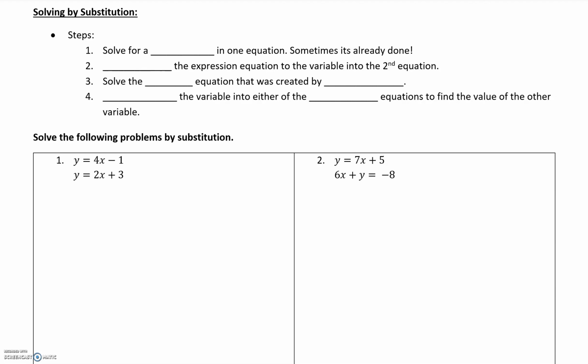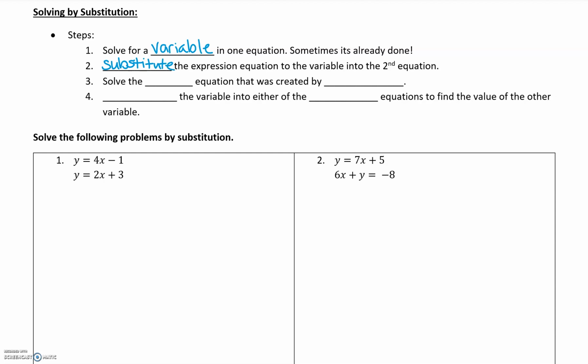Step 1 says we are going to solve for a variable. Remember, a variable is a letter like x or y in one equation. Sometimes this is already done for you. The next thing that we're going to do is substitute. This is why it's called substitution.